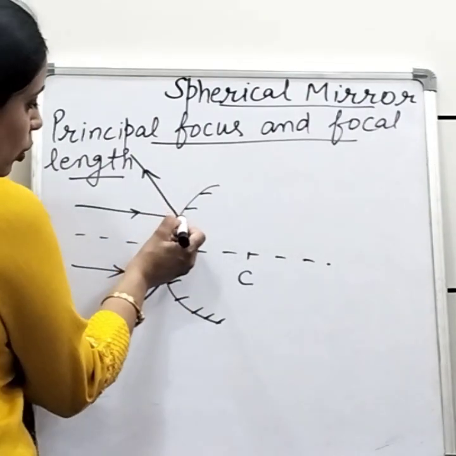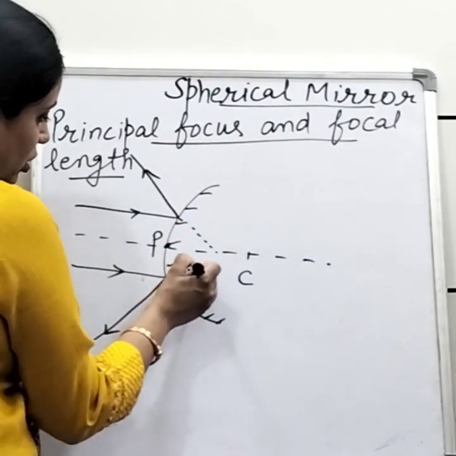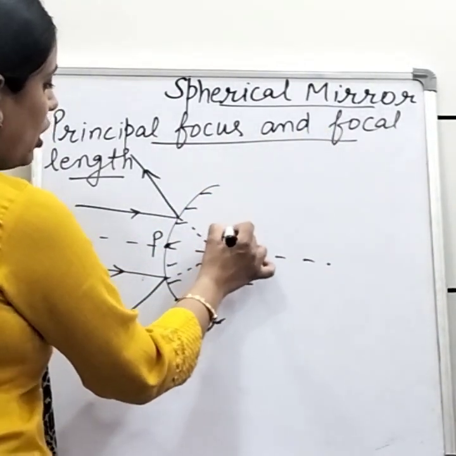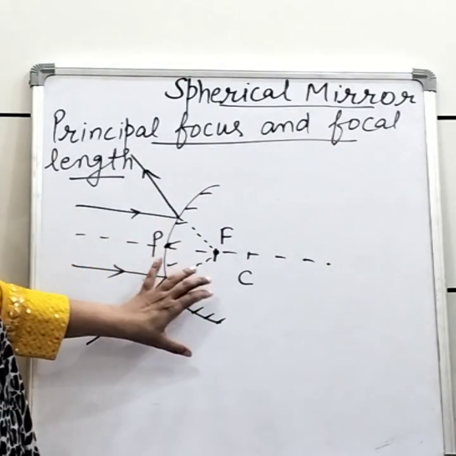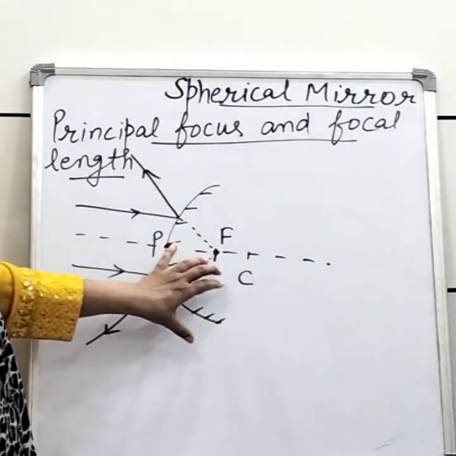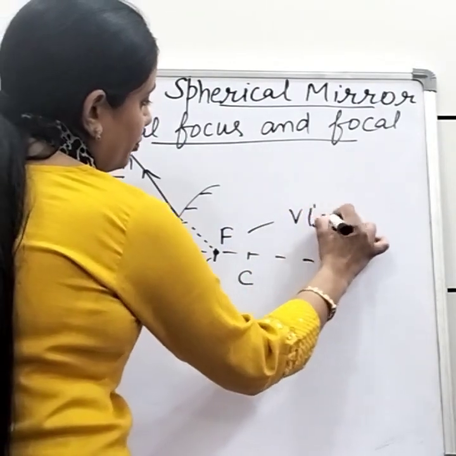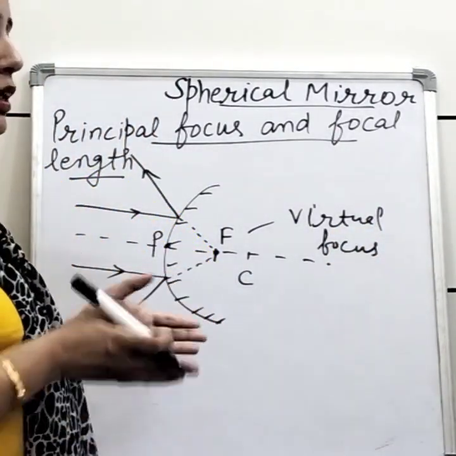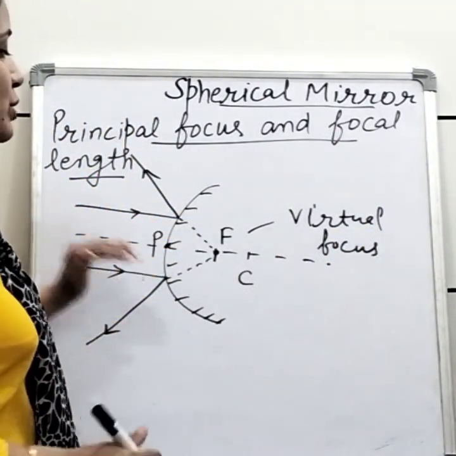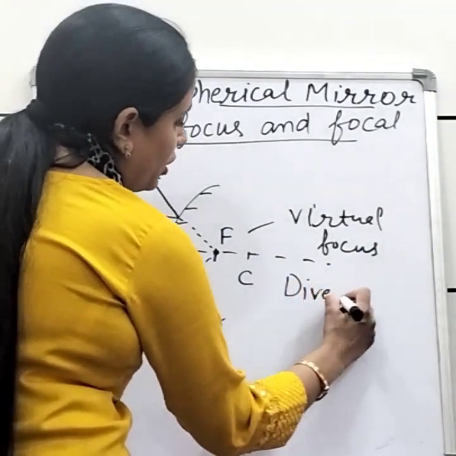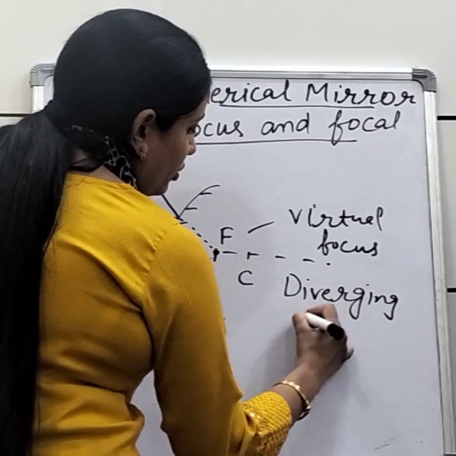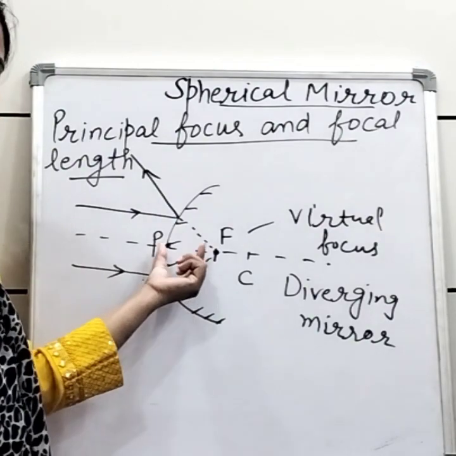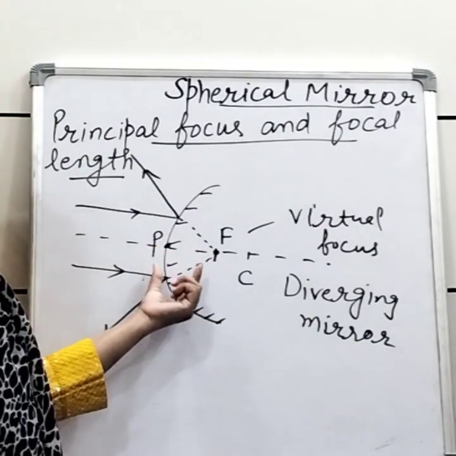But if we draw in the backward direction, they will appear to come from a point, and that point is known as the focus point. So we see that here the focus point is behind the mirror. It means that it is a virtual focus, and the light radiations appear to diverge from a point. That's why the convex mirror is known as the diverging mirror. And the distance between the pole and the focus point is known as the focal length of the convex mirror.